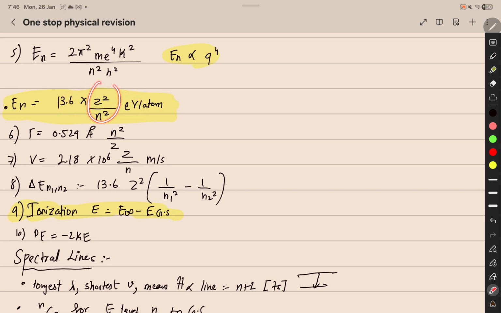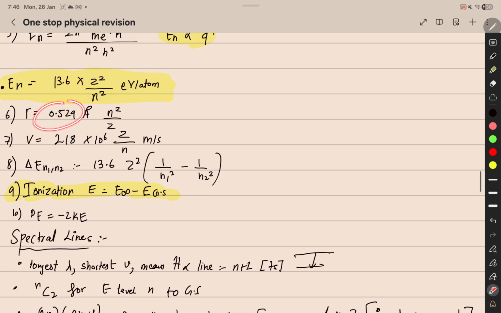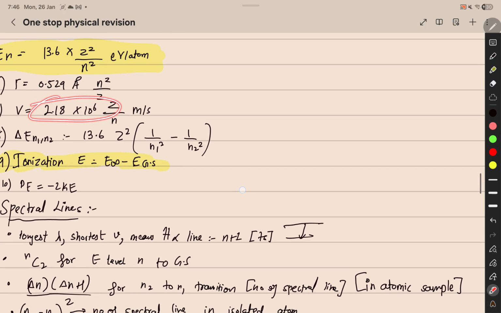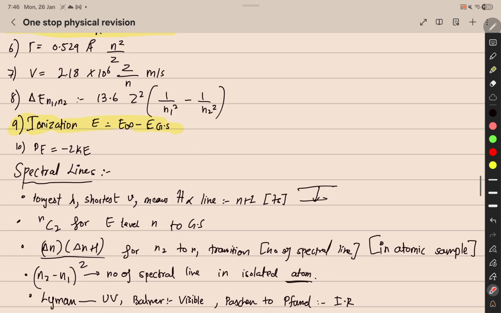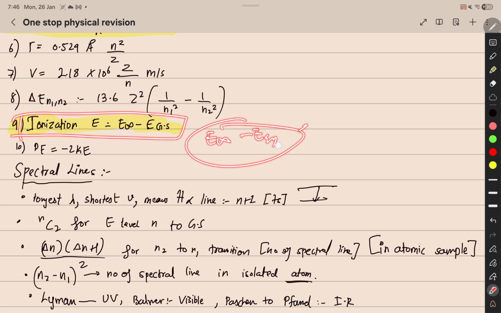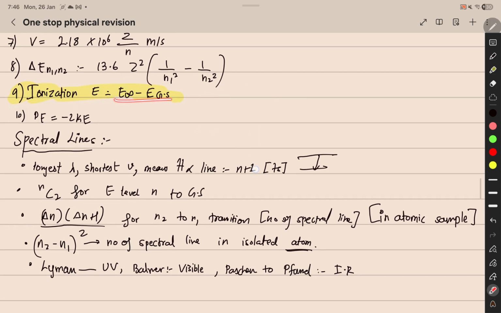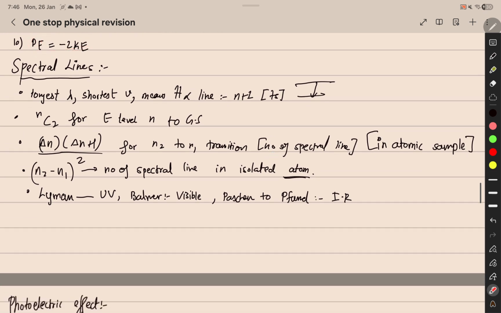Then En is equal to 13.6 times z squared by n squared. This and all everybody knows. These two constants I think everybody knows: 2.18 into 10 power 6 for velocity, and r is equal to 0.529. Then ionization energy is equal to E at infinity minus E at ground state. That is a very important formula. And then we can look at PE is equal to minus 2 KE.